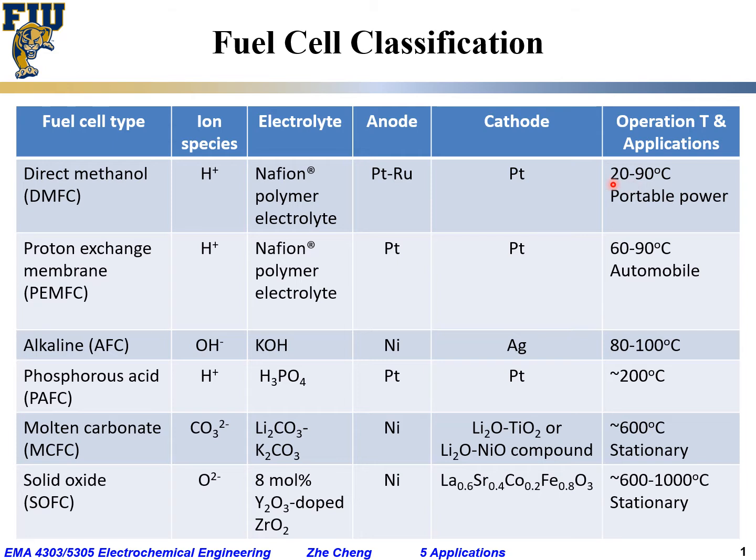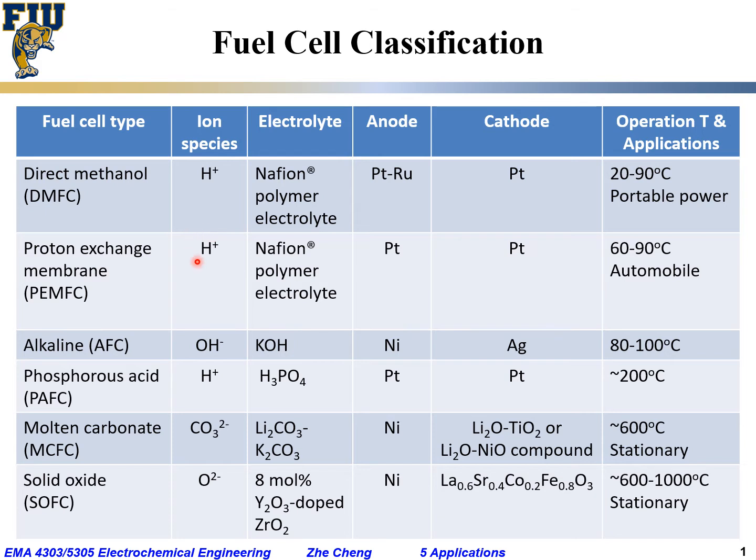The operation temperature for DMFC would be 20 to 90 degrees C, and in principle they may find application as power source for portable applications, like single soldiers or camping power source. A second category is called the proton exchange membrane fuel cell. Sometimes people also call it the polymer electrolyte membrane fuel cell. Either case, proton exchange membrane or polymer electrolyte membrane, PEM fuel cell.